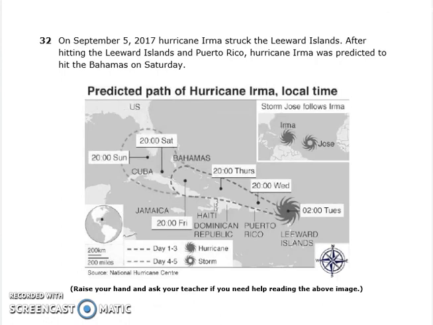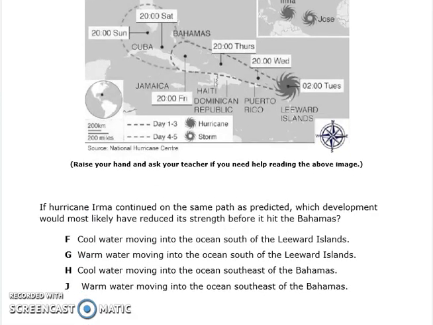Number 32. On September 5th, 2017, Hurricane Irma struck the Leeward Islands. After hitting the Leeward Islands in Puerto Rico, Hurricane Irma was predicted to hit the Bahamas on Saturday. If Hurricane Irma continued on the same path as predicted, which development would most likely have reduced its strength before it hit the Bahamas? F, cool water moving into the ocean south of the Leeward Islands. G, warm water moving into the ocean south of the Leeward Islands. H, cool water moving into the ocean southeast of the Bahamas. J, warm water moving into the ocean southeast of the Bahamas.